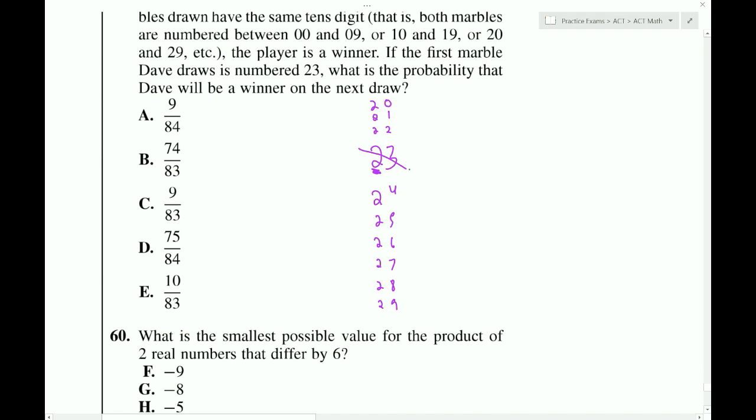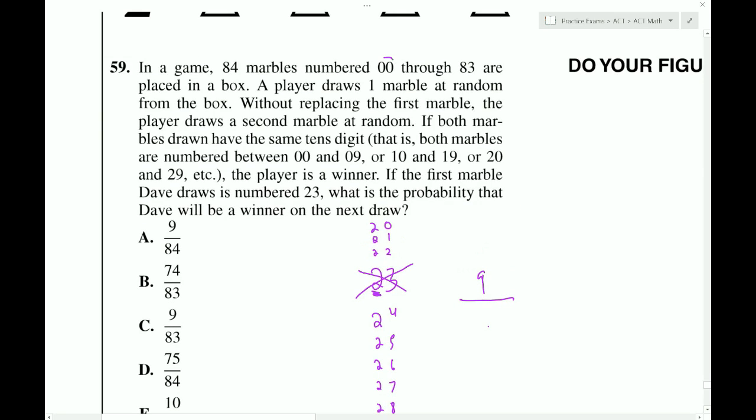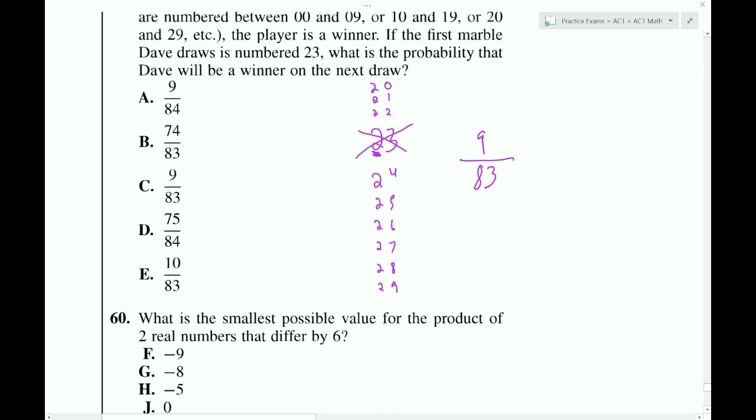Now, the marbles weren't replaced, so this 23 is now out of commission, so to speak. So the number of marbles with which he can win appears as 9, right? 3, 4, 5, 6, 7, 8, 9. So there's 9 winning marbles left in the box. Out of how many marbles are left? Well, the numbers 0 through 83, that's 84 marbles, but we already took one out, so there's only 83 left. So this is our probability.